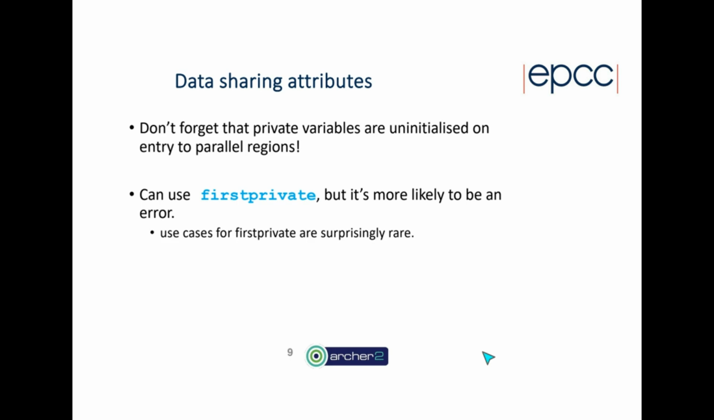So of course, you can use firstprivate to give private variables an initial value, but it's more likely just to be a mistake, okay? Because it actually turns out that at least for parallel regions, tasks are different, as we saw the other day, but for parallel regions and parallel loops, the use cases for firstprivate are surprisingly rare. So if you think you need firstprivate on a parallel region or a parallel loop, it's worth checking in and thinking twice about it. You say, am I sure that's really what I need? Or am I just making pointless copies of things?